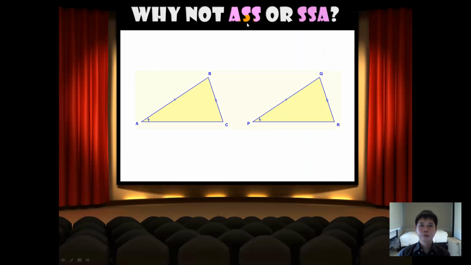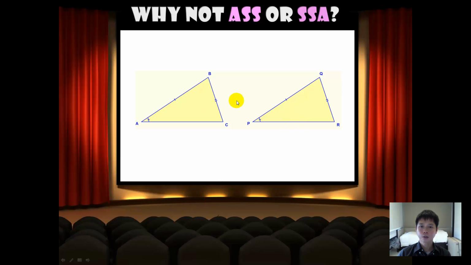Now, why don't we use ASS or SSA? We can see that these two triangles here have two corresponding sides that are the same and one corresponding angle that is the same. Are they congruent? Well, yes, in this case they are.